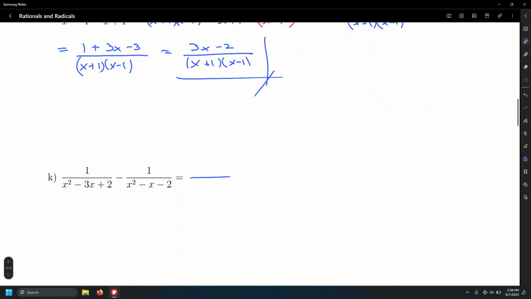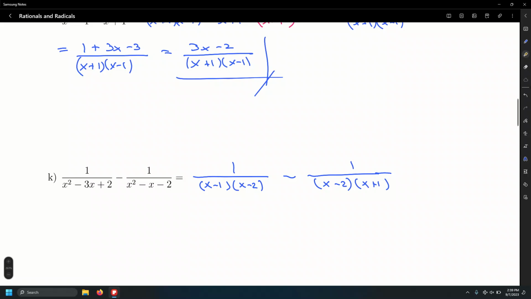So for the first denominator, notice the trinomial has a coefficient of 1. Just double bubble it. That is factors of 2 that add up to negative 3. What are those two factors? Negative 1 and negative 2. Okay, everything below 1. Now, what are factors of negative 2 that add up to negative 1? Negative 2 and plus 1. All right, and that everything under the 1.